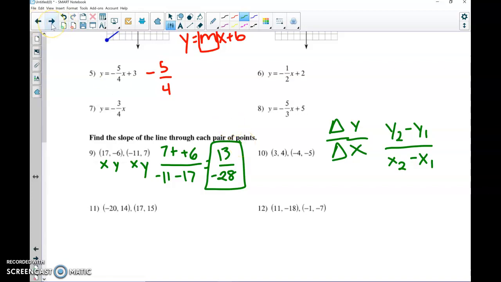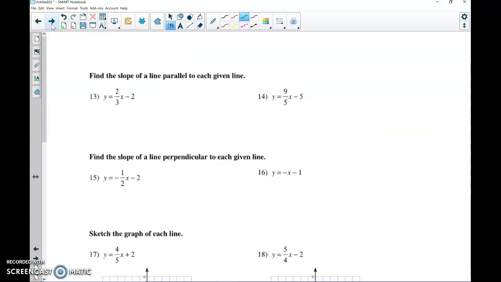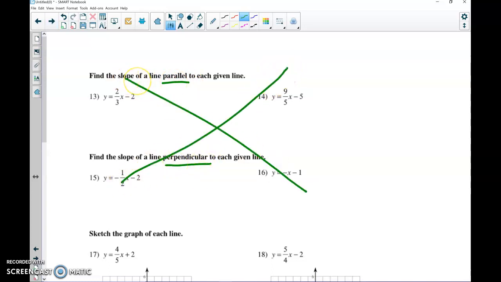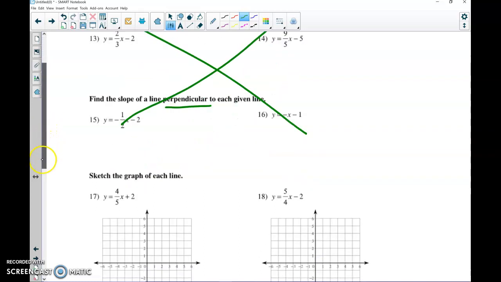And then kind of a preview of what we're going to do in a little bit, where we need slope to find the slope of a parallel line and a perpendicular line. So we're not going to worry about 13 through 16 today, but that's just something that's coming up where we're going to need slope.